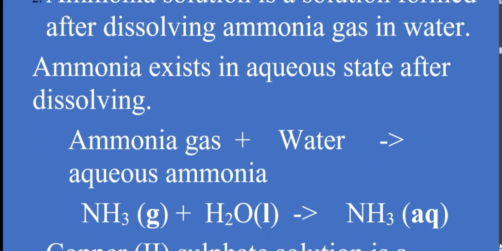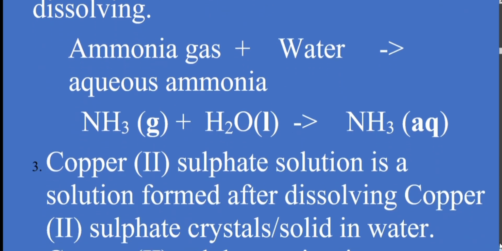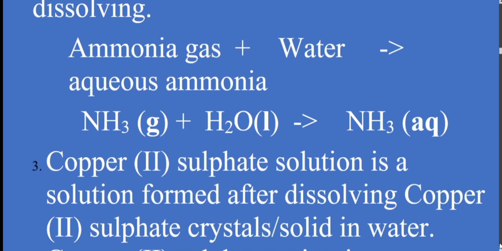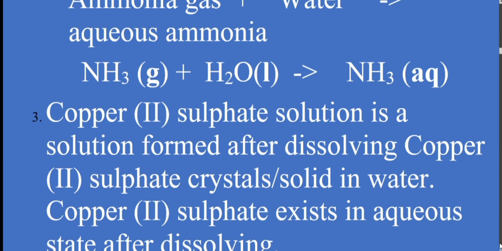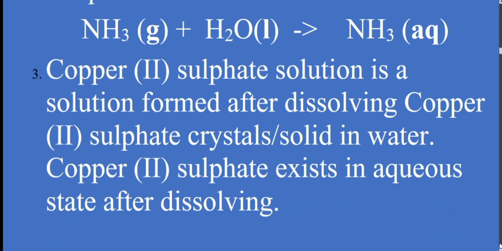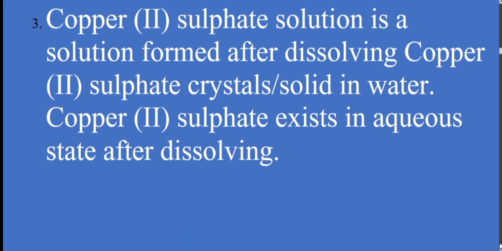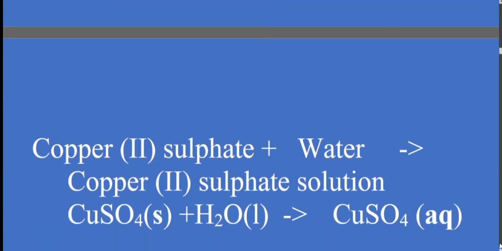So ammonia dissolved in water, you have aqueous ammonia. Copper 2 sulfate solution is a solution formed after dissolving copper 2 sulfate crystals in water. Copper 2 sulfate exists in aqueous state after dissolving in the solvent, which is water. So copper 2 sulfate being dissolved in water will give copper 2 sulfate solution.